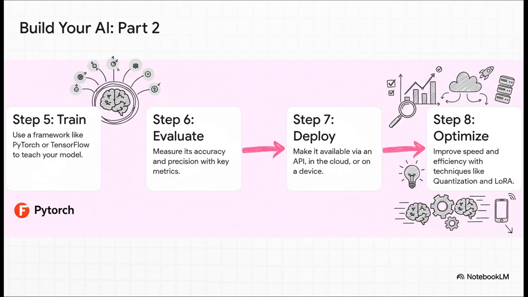Step 6 is all about evaluation. You gotta test your model to see how well it actually performs. Step 7 is deployment. This is where you release your model into the wild so people can actually use it. And finally, step 8 is to fine-tune and optimize. Use special techniques to make your model faster and more efficient. And that's it. That's the whole life cycle, from a simple idea to a real working AI.